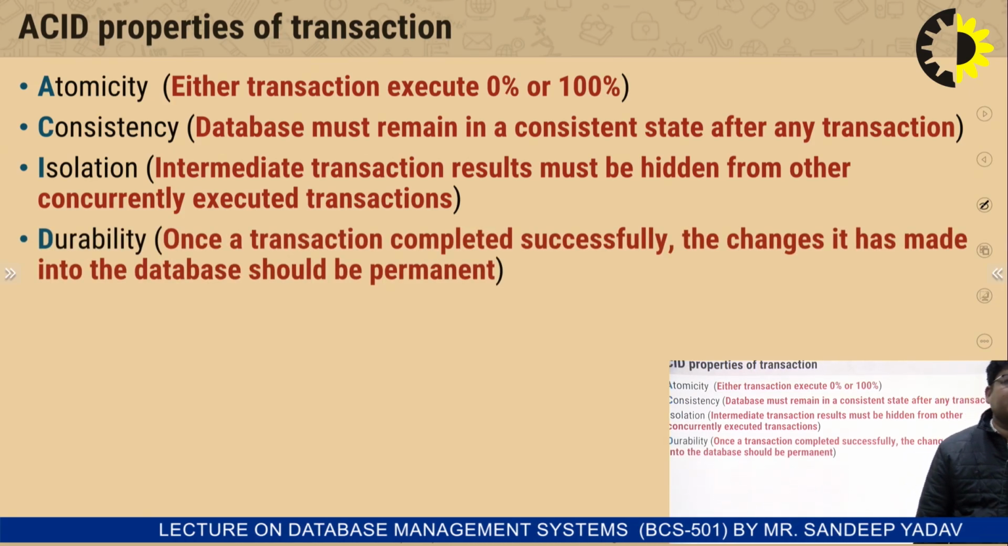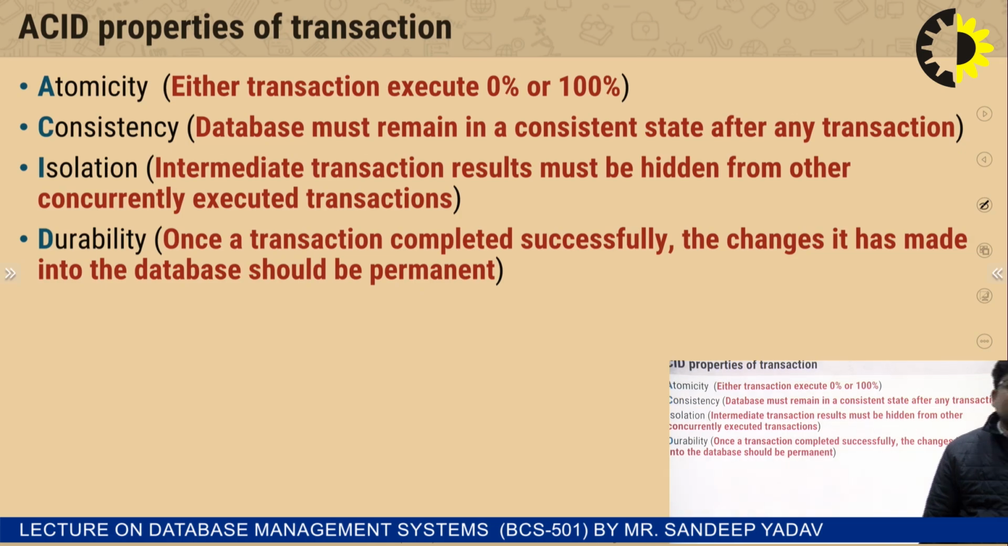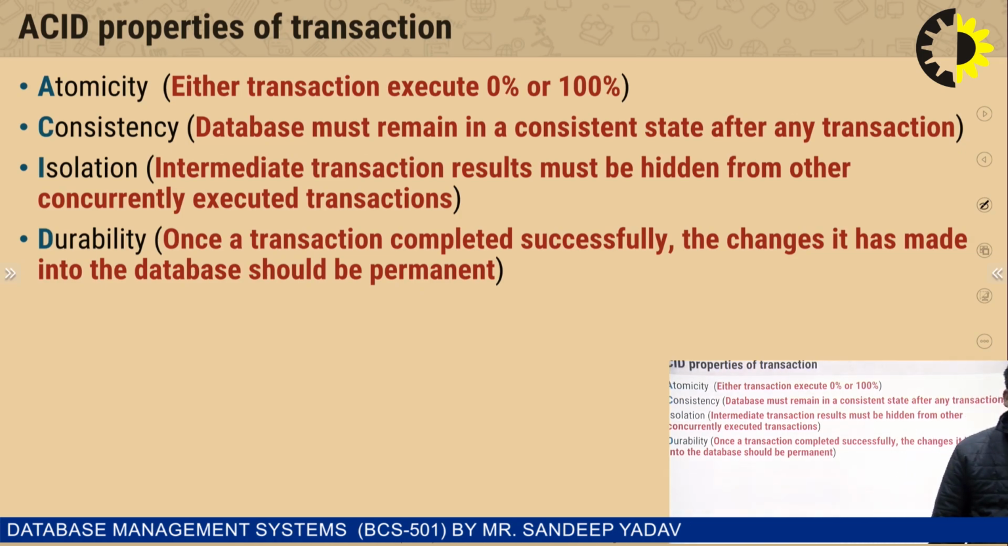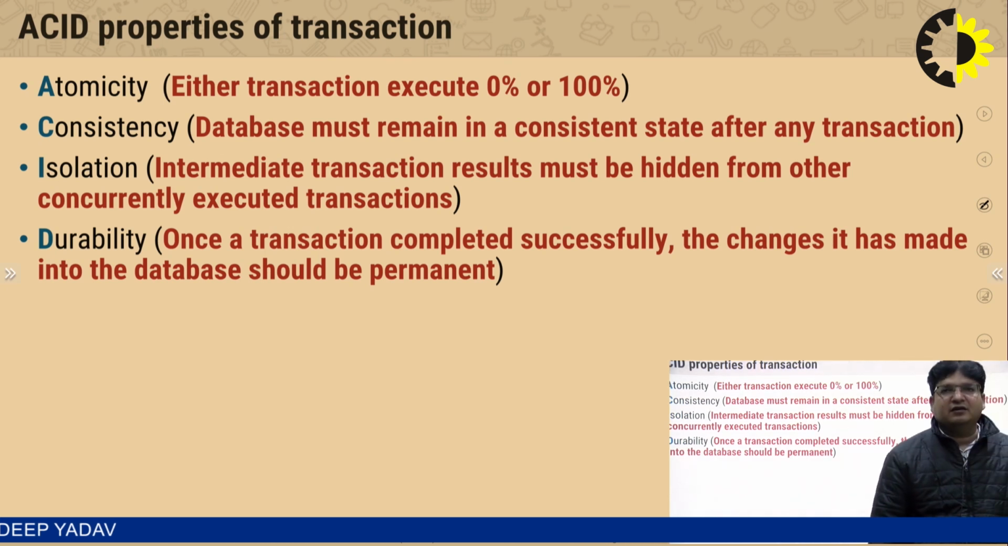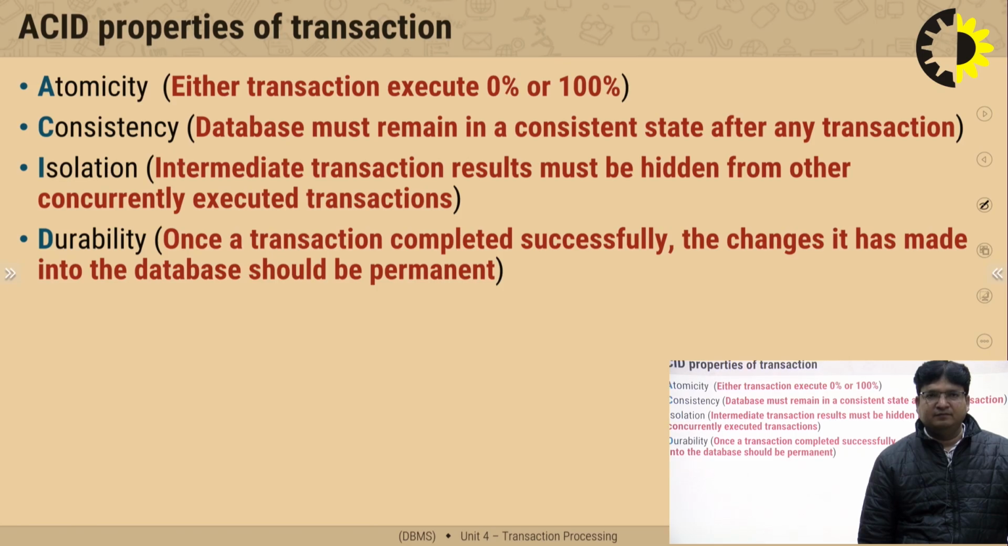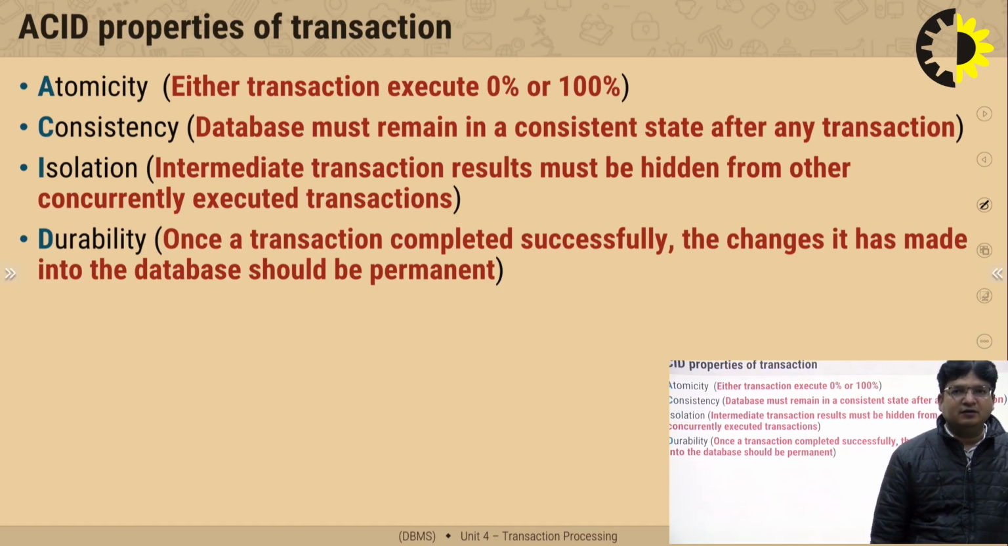Third is durability. Durability means once the transaction has completed successfully, the result should be updated in the disk permanently. That is, whatever the results are, they must be reflected in the disk permanently. Durability means everlasting, long lasting. So here the terminology means that the changes must be reflected in the disk permanently. Only then can we say the property of durability has been maintained.